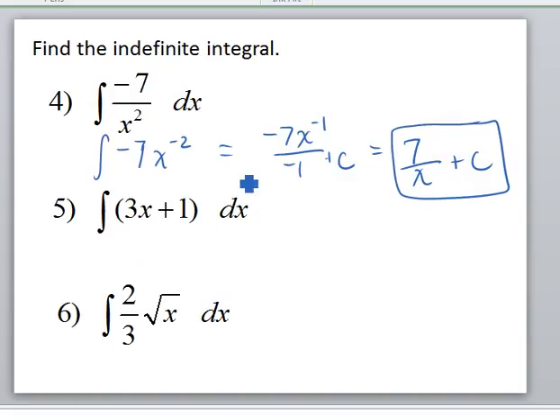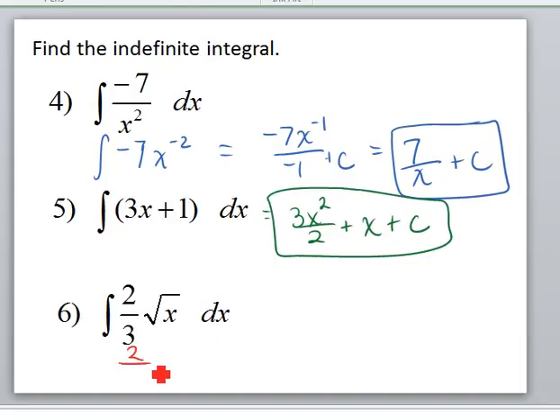And the next one, all these are with respect to x, so that's why I keep putting an x on them. We'll just go ahead and start taking the integral. We get 3x to the second over 2 plus x plus c. You can stop.